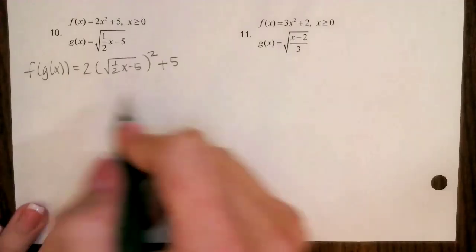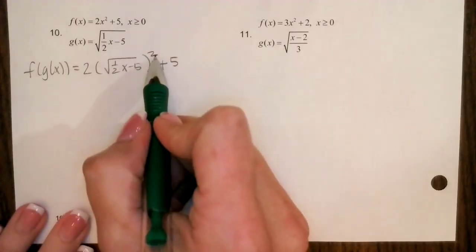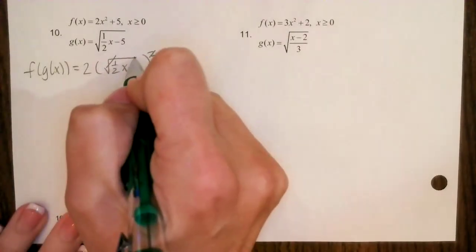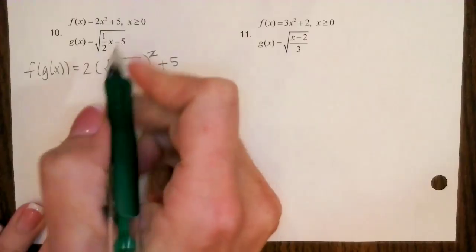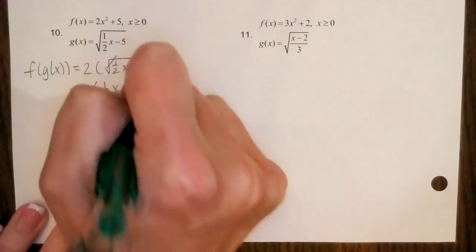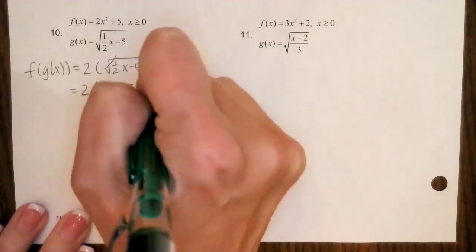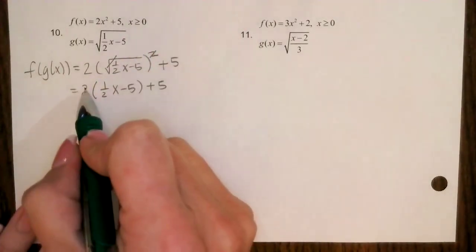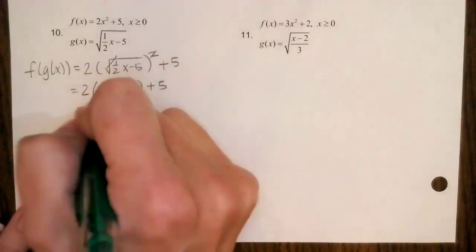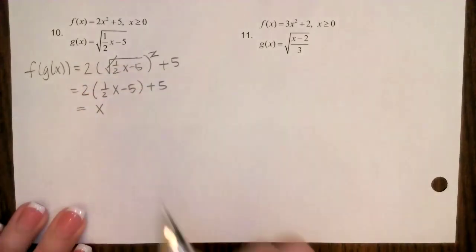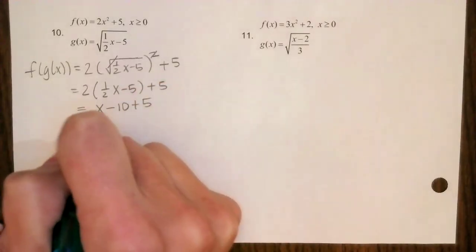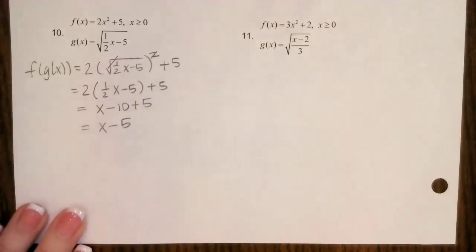Now I can start to simplify this. So we've got a square root raised to the second power. And so that square root and that square cancel since it is the only thing inside the parentheses here. And so we get 2 times 1/2 x minus 5 plus our 5. Now, at this point, in order to get rid of the parentheses, I need to distribute. And so 2 times 1/2 x is 1x. And 2 times a negative 5 is a negative 10 plus 5. So in this case, I got x minus 5.